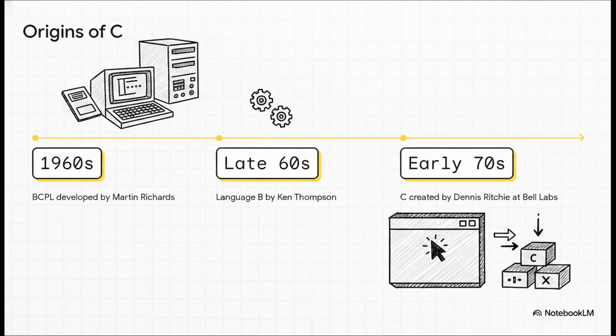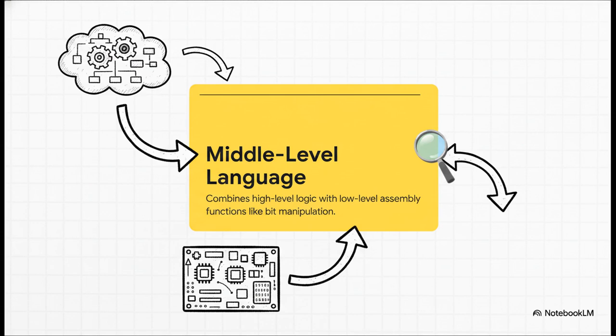C holds a really unique position as a middle-level language. It acts as the ultimate bridge. On one side, it utilizes the structured, human-readable logic that you find in high-level languages, but on the exact same token, it allows for direct manipulation of a computer's most basic elements. We're talking raw bits, bytes, and memory addresses, which is usually stuff reserved for low-level assembly languages. That duality is exactly why C absolutely dominates system-level programming.